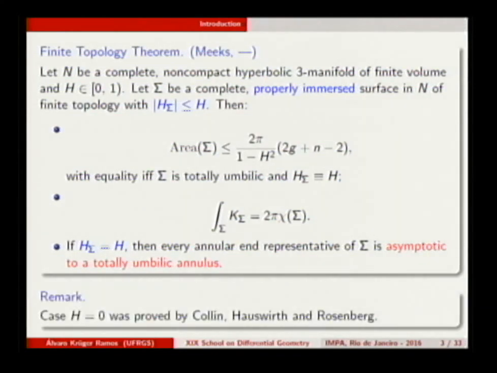The case of minimal surfaces was proved by Colin, Hauswirth, and Rosenberg, as I told you before. What is important about this theorem is that we assume only immersed surfaces, so we don't assume embeddedness. But for these first two results, we don't need the curvature to be constant, just bounded by a constant away from 1. And in the constant mean curvature case, we find a little more.